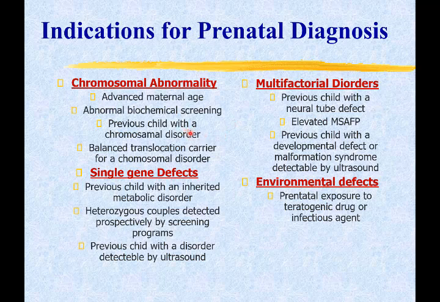Previous child with a chromosomal disorder, for instance, if a lady had a Down syndrome baby, for the next pregnancy the risk is about 1%. And because of this high risk, we usually do not do maternal serum screening. Rather, we should do amniocentesis for genetic testing in the fetus.